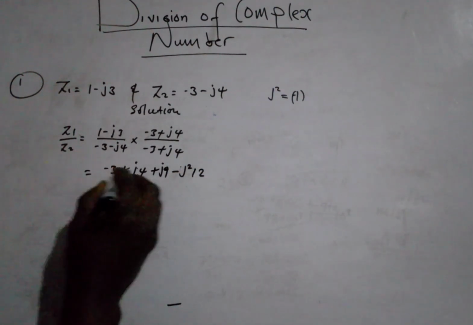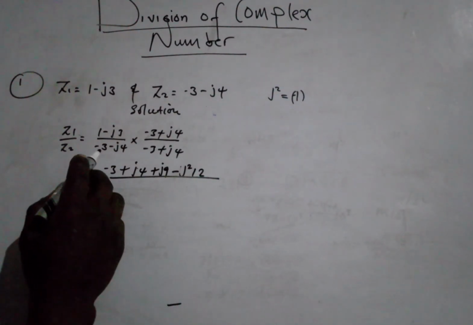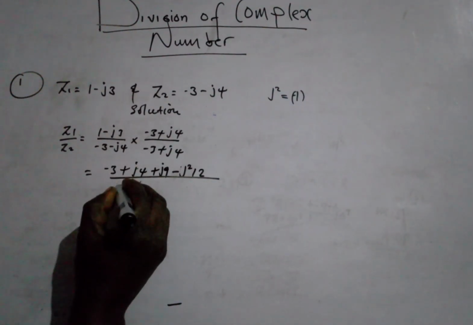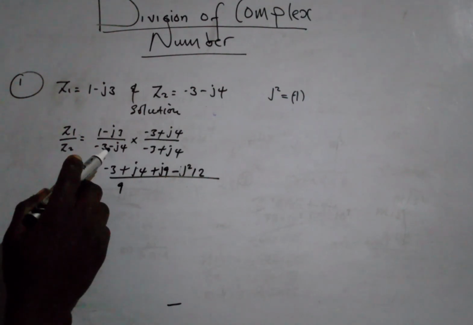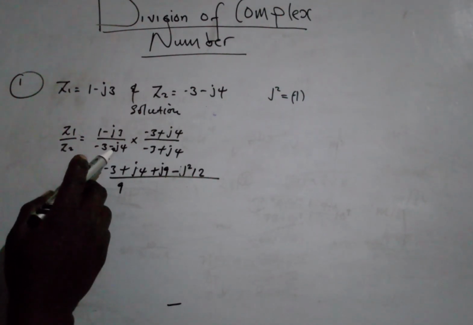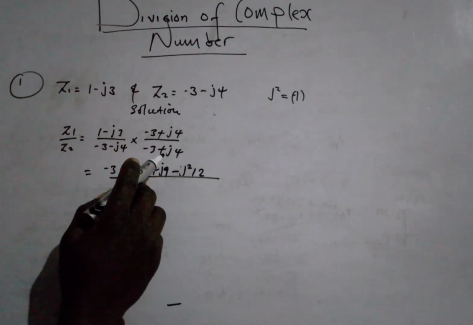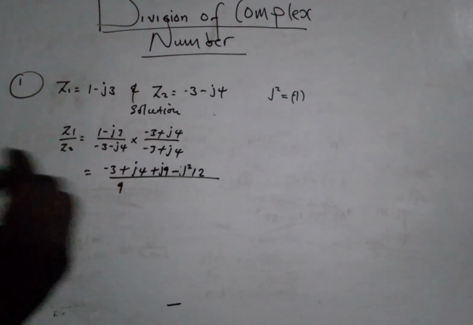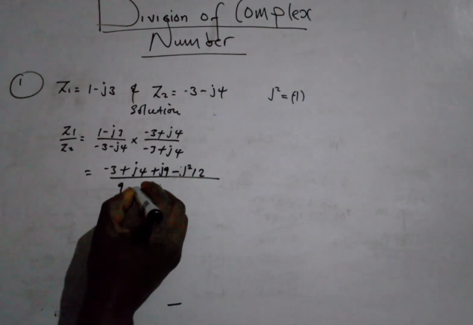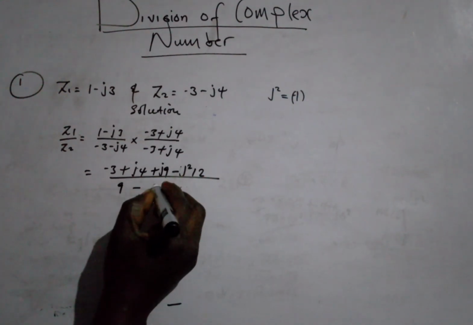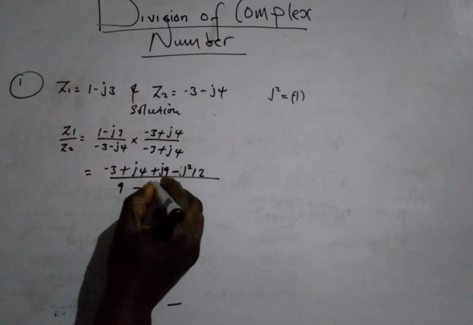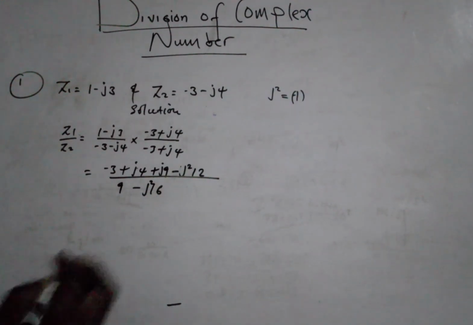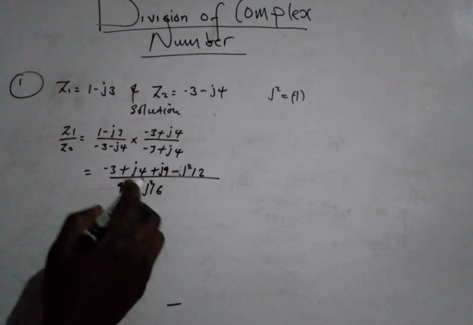Over, negative 3 times negative 3, you're going to have 9, and the negative 4 times the positive i4, you're going to have minus i squared 16. Okay, let's simplify here.